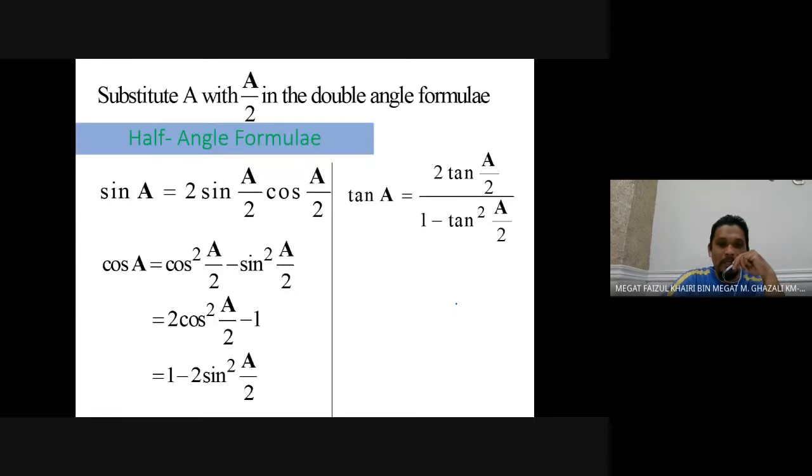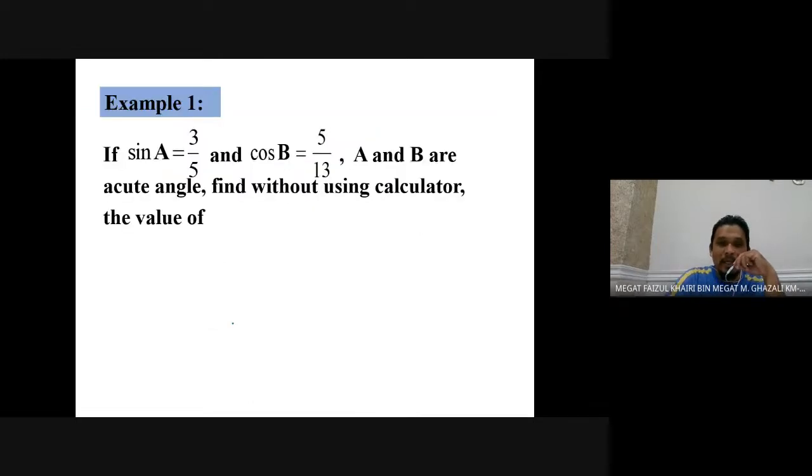For this one, okay. Just now we have sine 2A, so 2 sine A cos A. So change this into A over 2 and also A over 2, substitute with A over 2 then. So the rest of it, you just do it yourself then. Okay, so sine A.